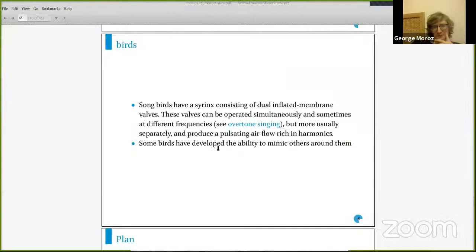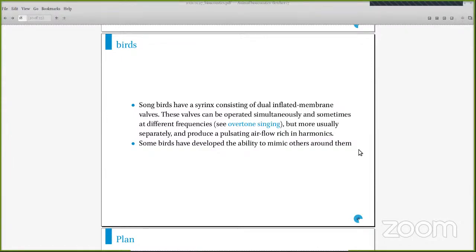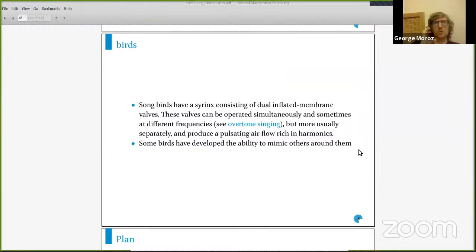So some birds have developed the ability to mimic others around them. Do you know those birds? Parrots? Sure, parrots. And it should be really fascinating because the overall vocal tract system of the parrot is substantially different from people's, but they still can mimic everything. Not everything, but a lot. So we don't need to think that we are the only ones who do that. But it's also possible to do the same thing with a different vocal tract structure.